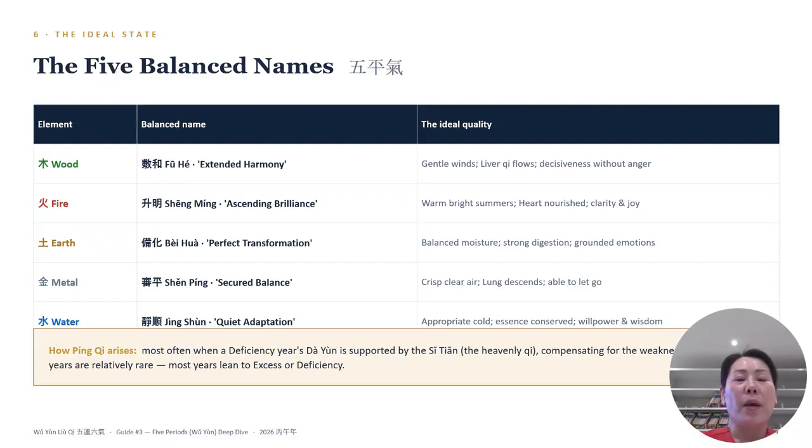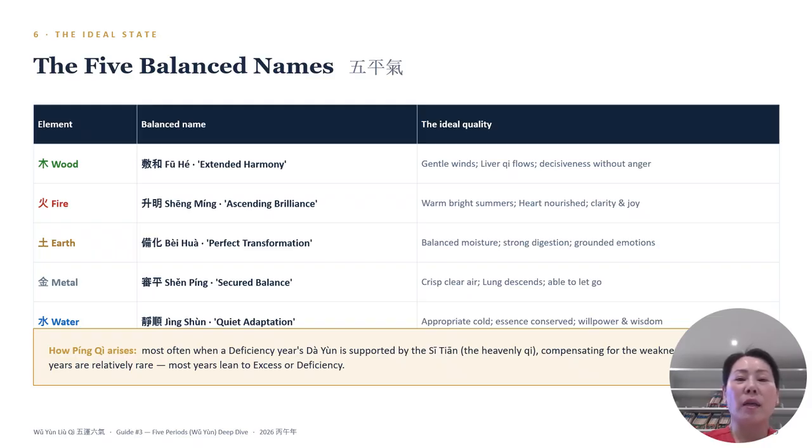Earth balance is Bei Hua, perfect transformations, balanced moisture, strong digestion, grounded emotions. Metal balance is Sheng Ping, secured balance, crisp clear air, the lung descending, the ability to let go. And water balance is Jing Shun, quiet adaptation, and an appropriate cold, the essence conserved, willpower and wisdom supported.